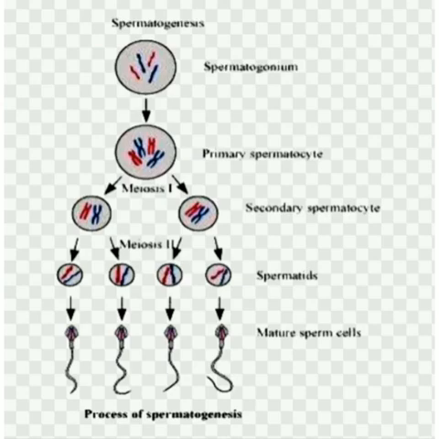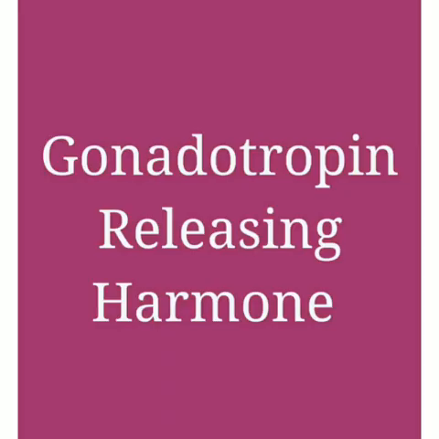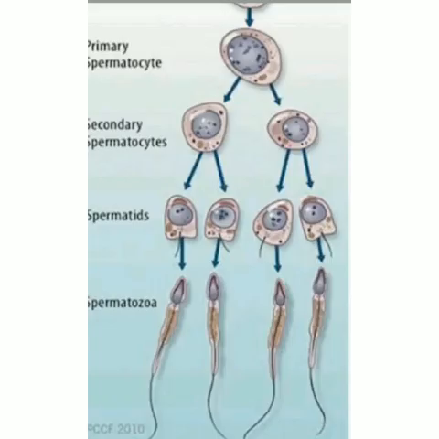Spermatogenesis starts at the age of puberty. It is due to the release of gonadotropin releasing hormone by the hypothalamus. Especially testosterone, which is released by the Leydig cell, also stimulates the process of spermatogenesis.